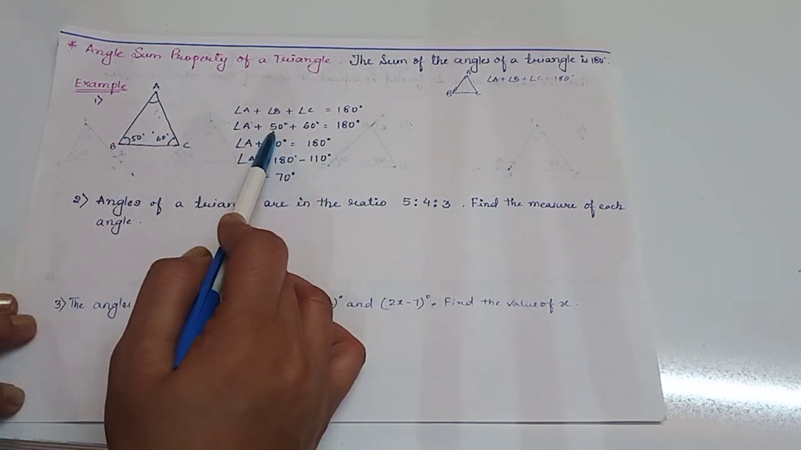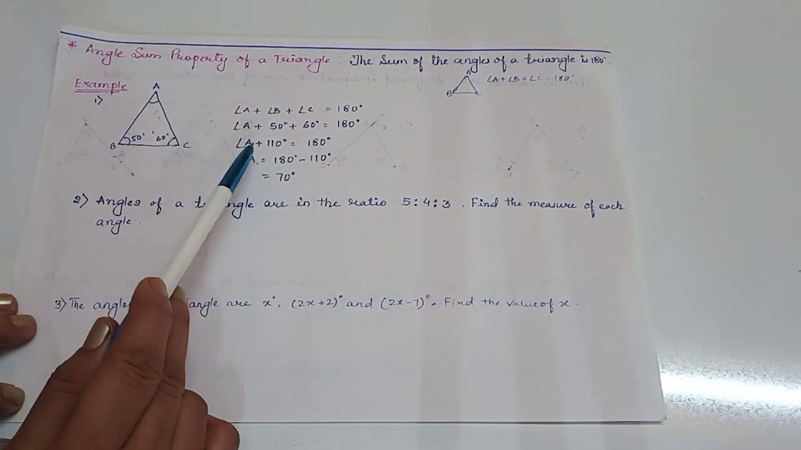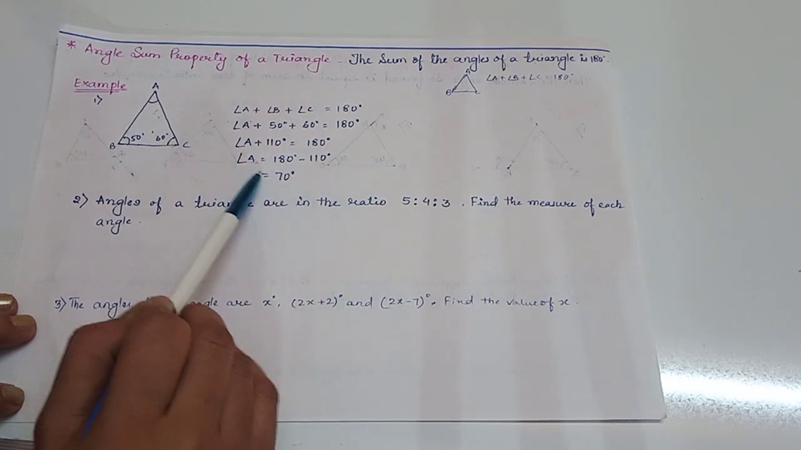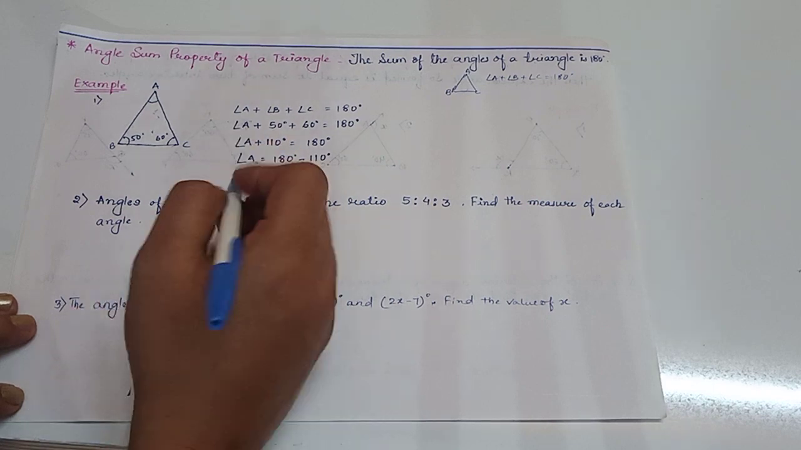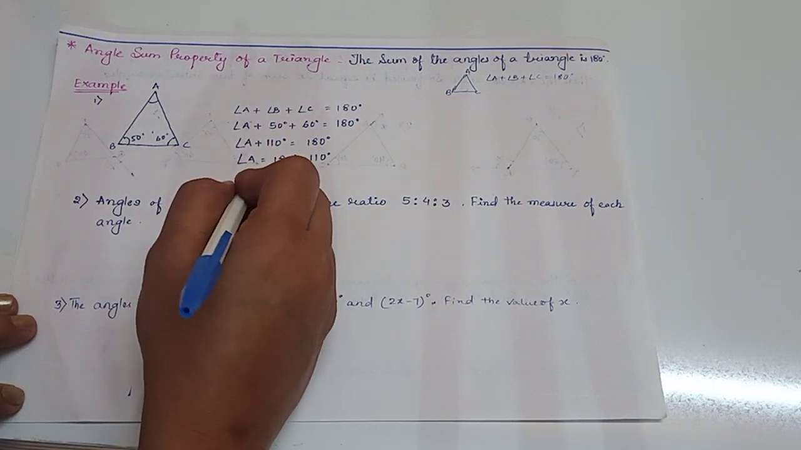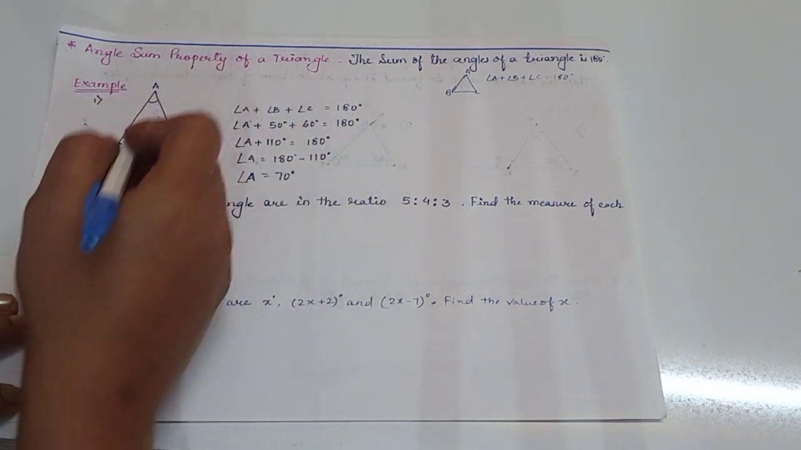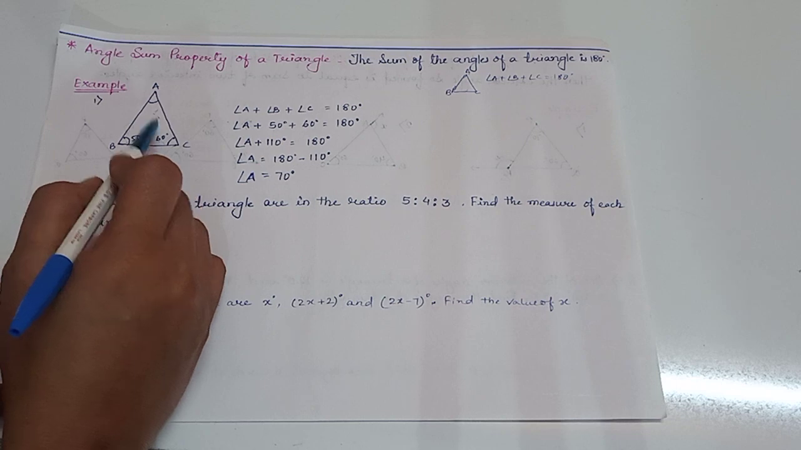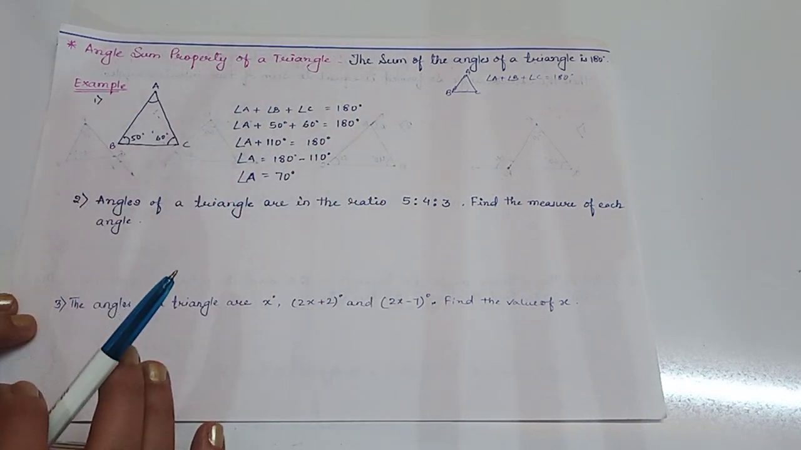So I have added these two, 50 plus 60, which gave us 110. So by transposition method, I have taken this 110 to the other side. It became 180 minus 110, which is 70 degrees. So finally we got our angle A. We can check also, if you add it, 50 plus 60, that's 110, plus 70, it's 180. So yes, our answer is correct.